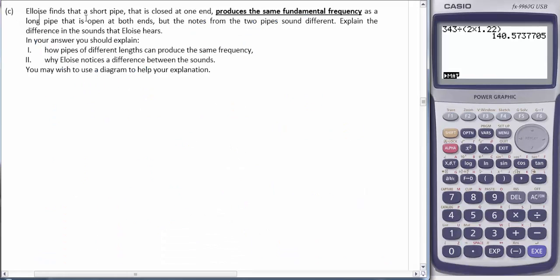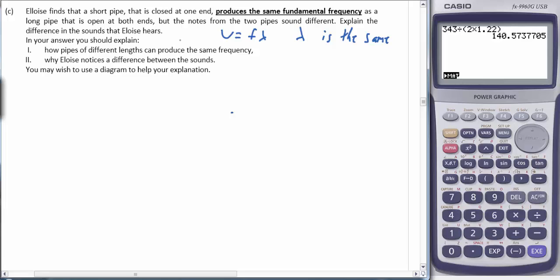Question C, Eloise finds that a short pipe that is closed at one end produces the same fundamental frequency as the long pipe that is opened at both ends. Okay, so we know from v equals f lambda that because the speed of sound is the same, and if the frequency is the same, that means the wavelength is the same. Okay, so explain the difference in the sounds that Eloise hears. In your answer, you should explain (i) how pipes of different lengths can produce the same frequency, and (ii) why Eloise notices a difference between the sounds. So (i) is worth a merit, and (ii) is worth an excellence.